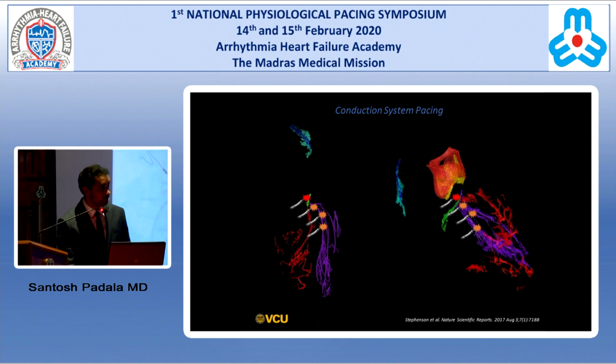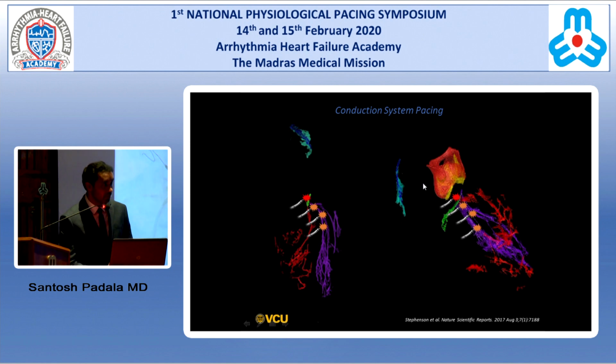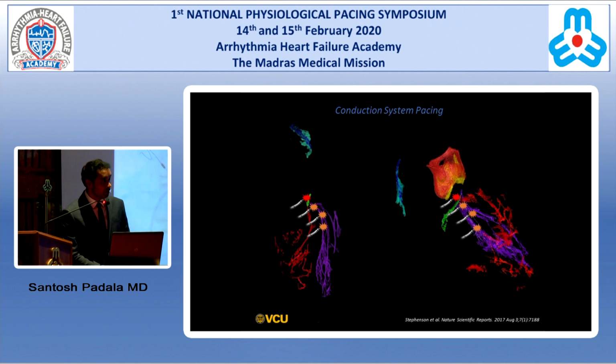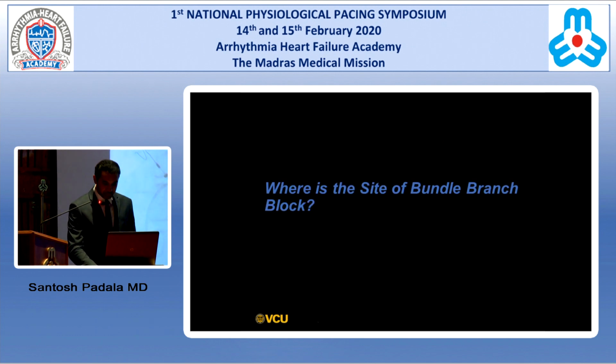If you think about it, the His bundle is a very narrow, precise area and requires higher precision when you're screwing in the lead. And if you think about the histology, it's surrounded by fibrous tissue, whereas the left bundle branch is a wider landing zone and has a dense septal myocardium. So that was the anatomy.